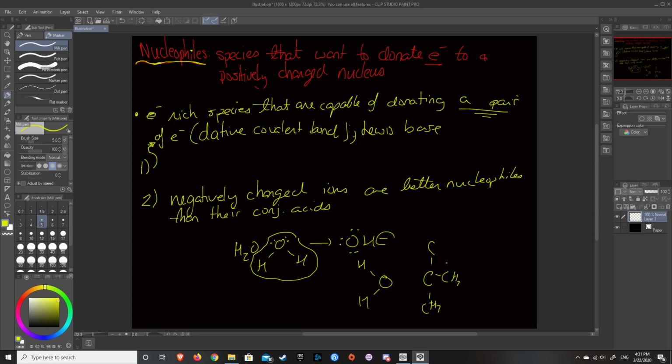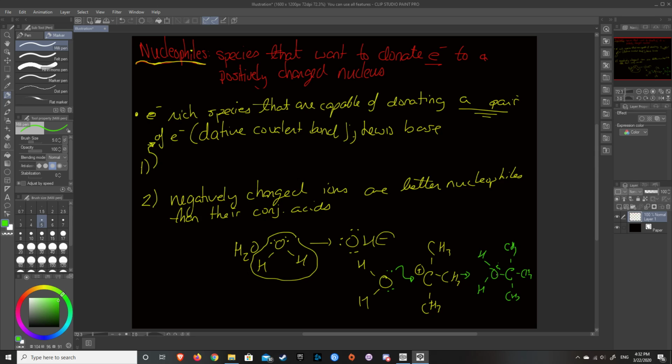CH3, CH3, CH3, a carbocation. If it was going to donate to this, it's got 1, 2, 3, 4. It donates that pair of electrons. And our final structure is CH3, CH3, CH3, O, H, H, and it's got a lone pair.